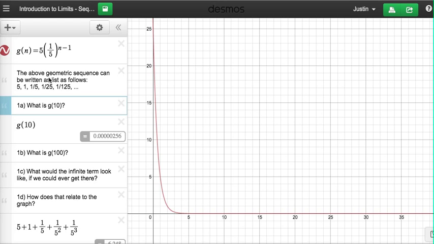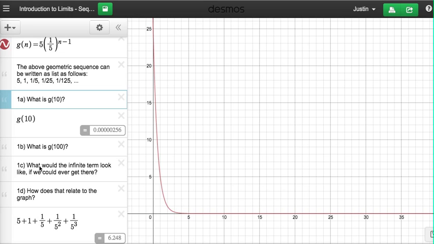Notice that I've listed the first 1, 2, 3, 4, 5 terms of this sequence. It was 5, 1, 1/5, 1/25, 1 over 125. I ask what's G10, and that would be the 10th term, of course, which is this number here. First number is that, fifth number is that, and the 10th number looks like this. My next question is what is G of 100? So plug 100 into here, and on your calculator find it out.